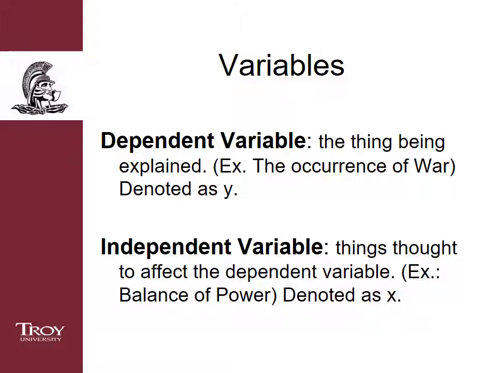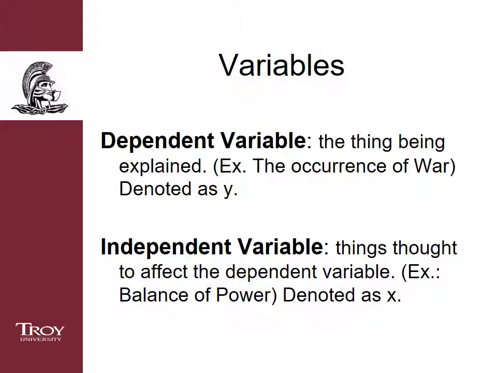It's called the dependent variable because it's thought that the value of the variable depends on some other things. So in the realist theory, whether or not war is occurring depends on the balance of power or the distribution of capabilities in the system. Does that make sense? So this is why we call it the dependent variable. It's the thing you're interested in. It's the thing you're trying to explain. And by the way, it's denoted as y. When people lay out models and use math to explain these things, the dependent variable is always y.